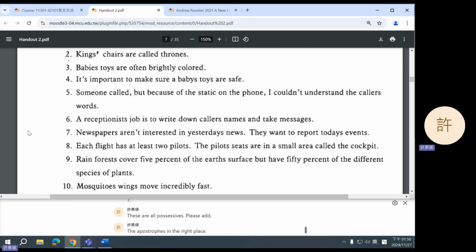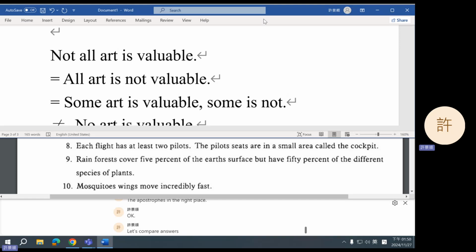Okay, let's compare answers. Number 3. Okay, we really need to make this smaller.